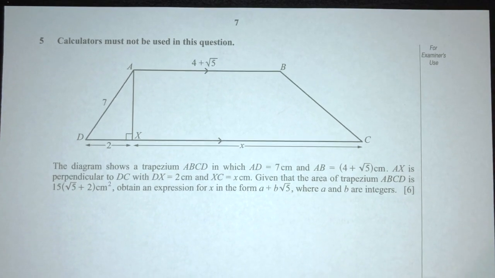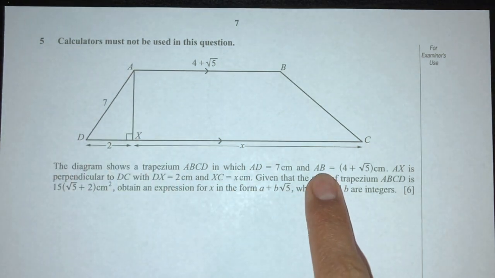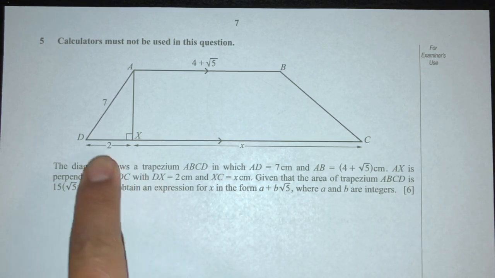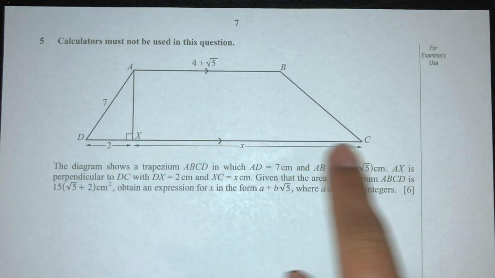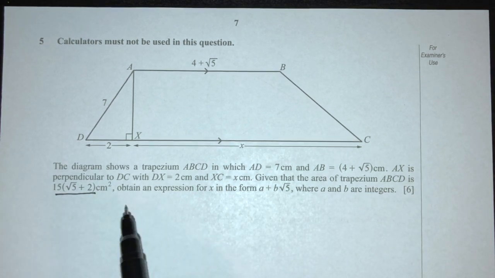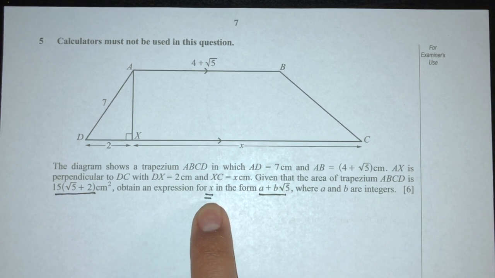Now let's move on to question number 5. Calculators must not be used in this question, so we have to show every step of your work on how did you get the answer. Now let's see what do we have. So the diagram shows a trapezium ABCD in which AD equal to 7. So this is 7. AB equal to this. Okay. AX is perpendicular to DC and DX is 2. Okay. And XC is X. Given that the area of the trapezium is this much, obtain an expression for X in the form of this.